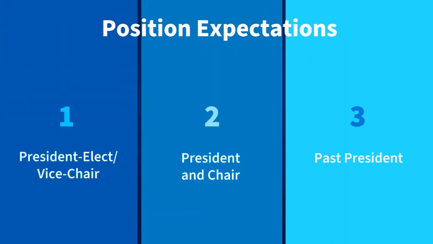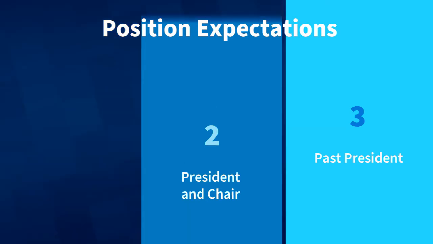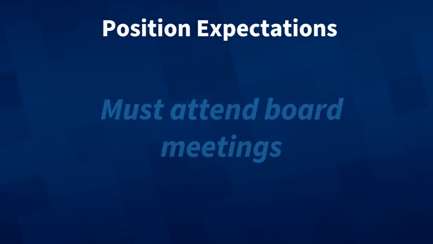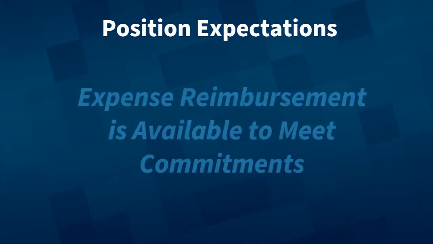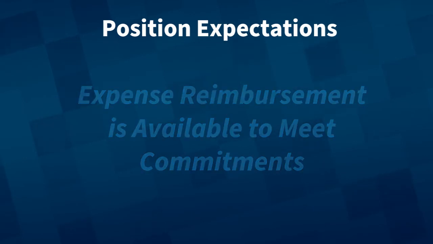The presidential term is 3 years, with the first year being president-elect and vice chair of the board, year 2 being president and chair of the board, and year 3 as past president. It is also expected as a board member or president-elect that you will attend all of the board meetings either virtually or in person. And there is expense reimbursement available for board members and president-elect to be able to meet that commitment.